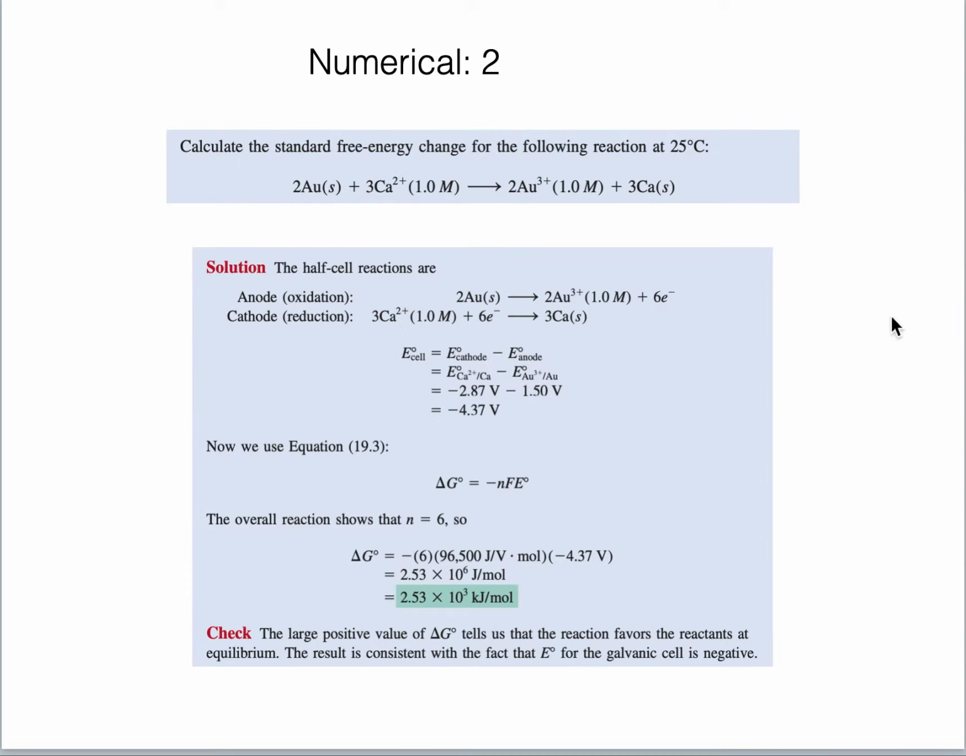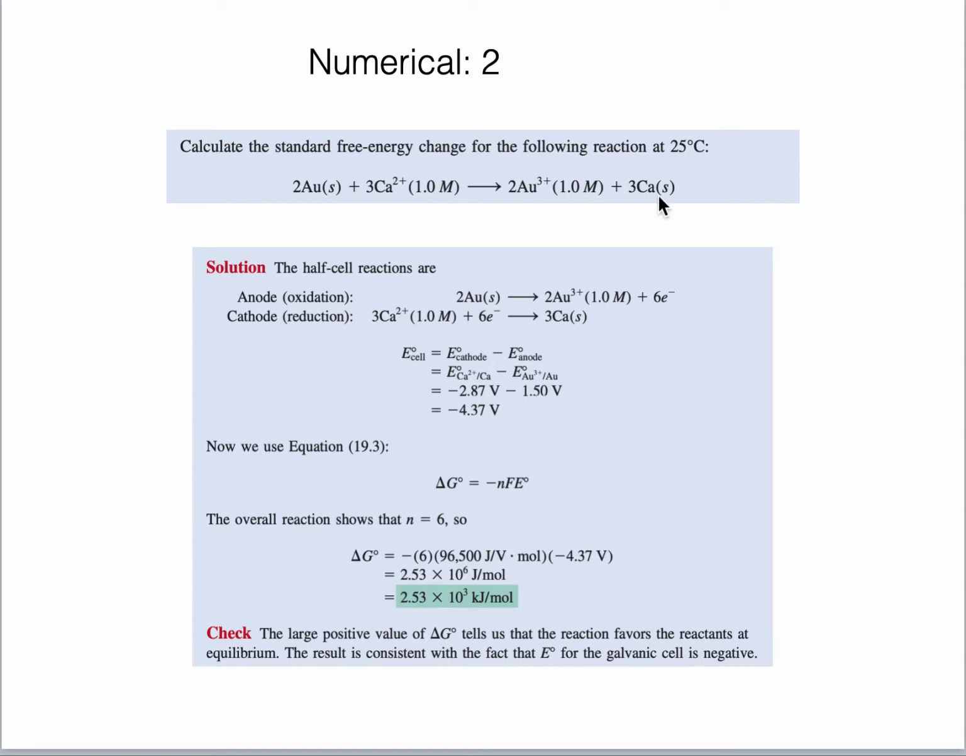Okay, let's have a look at another numerical. Calculate the standard free energy change for the following reaction at 25 degrees centigrade. Here 2 moles of gold are reacting with 3 moles of calcium 2 plus. Concentrations are 1 molar, and they're giving 2 moles of gold 3 plus. Concentration is 1 molar, plus 3 moles of calcium.